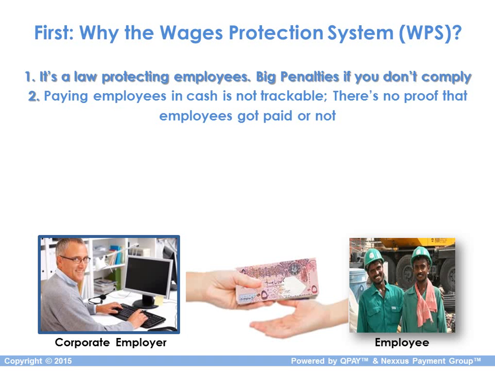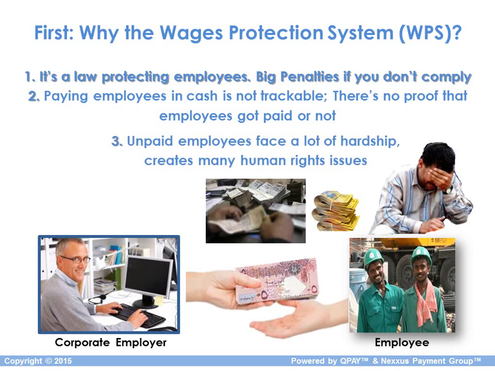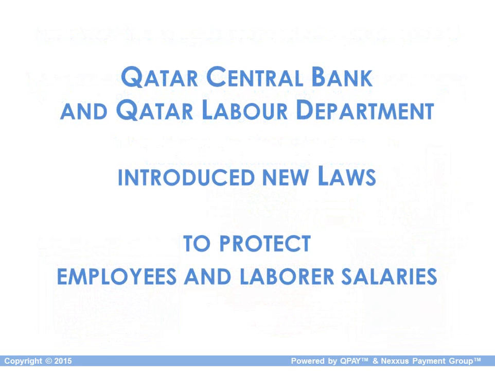2. Paying employees in cash is not trackable. There's no proof that employees got paid or not. As a result, unpaid employees face a lot of hardship, which creates many human rights issues. Thus, the Qatar Central Bank and the Qatar Labor Department introduced new laws to protect employees and laborer salaries.